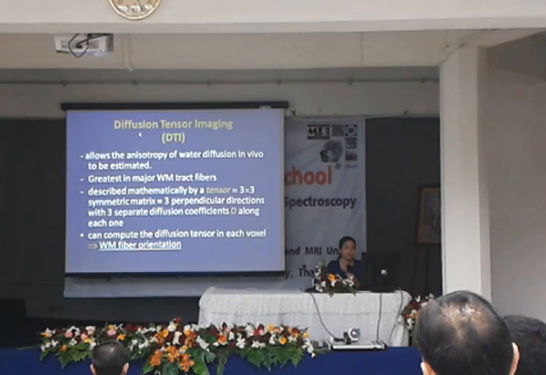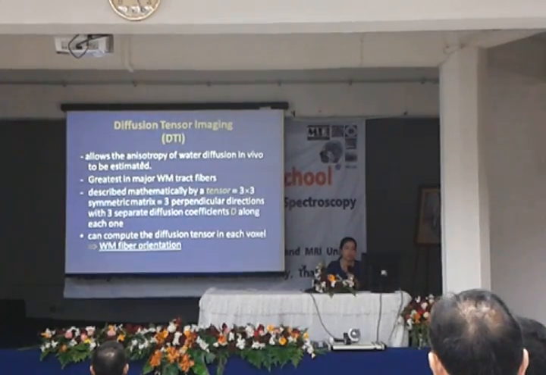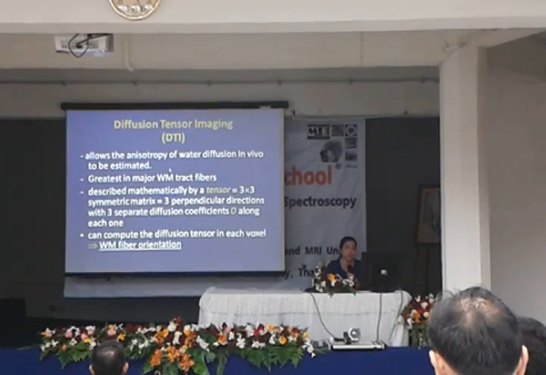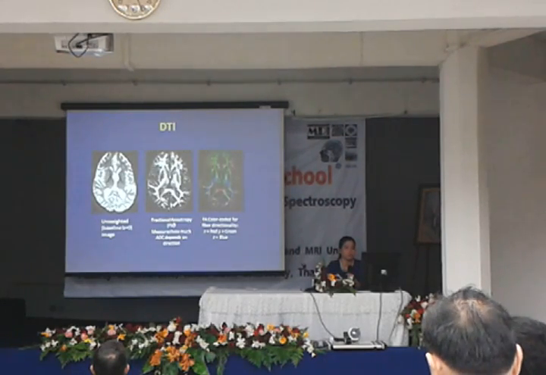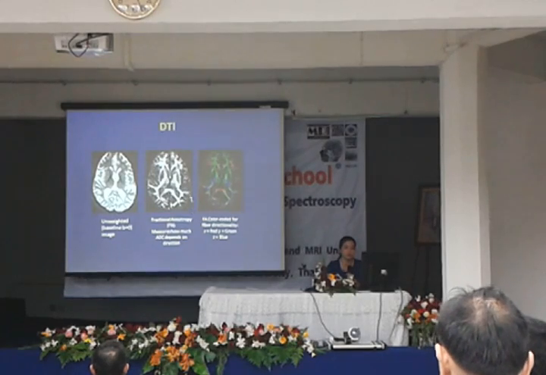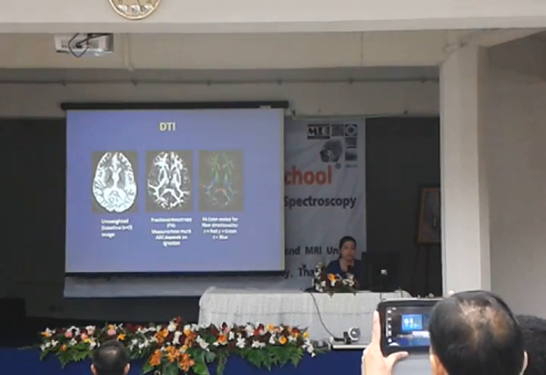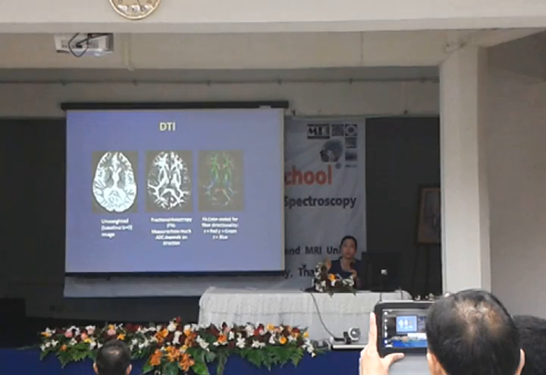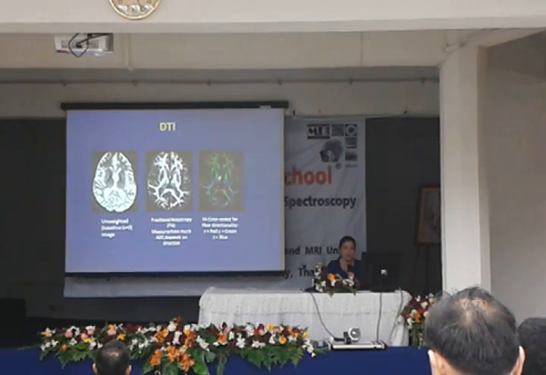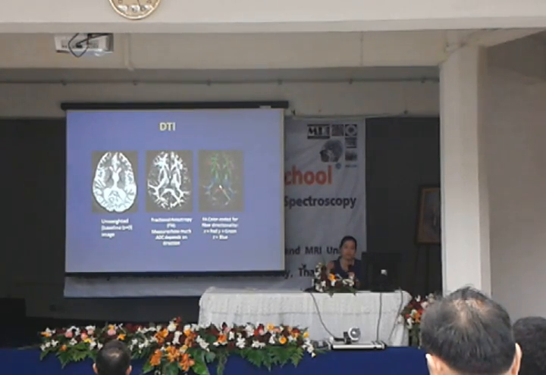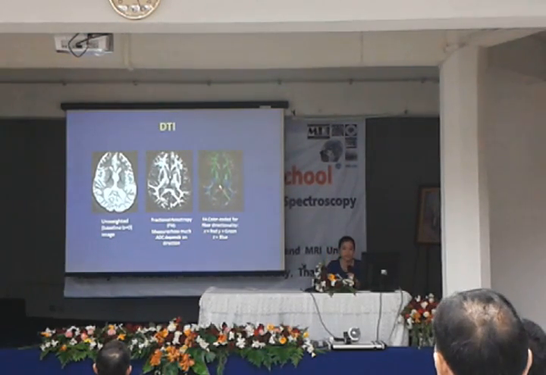For diffusion tensor imaging, which we call DTI, this allows us to measure anisotropy of water diffusion, especially along the white matter of the brain. And we will come up with this photo. We can measure how much ADC depends on the direction of the white matter in the brain, and also make the color map depending on the direction of the white matter.